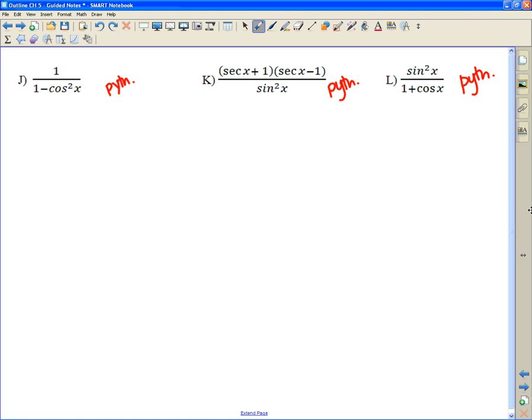Okay, so the question is can you simplify the bottom easily? And does it make sense with the top? Well, the top's just a 1. 1s are very easy to deal with. 1 minus cosine squared is equal to positive sine squared x. This was a very simple trigonometric identity to deal with. So 1 divided by sine squared would be cosecant squared x.